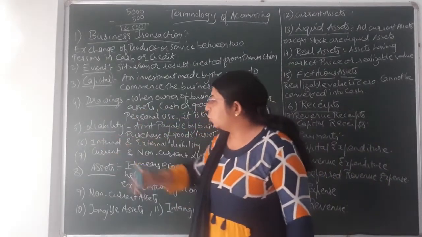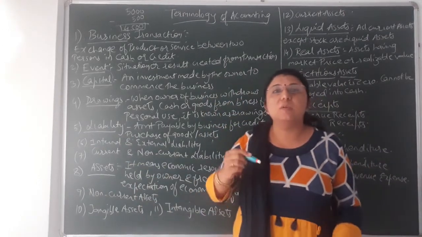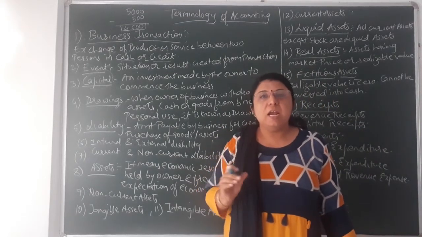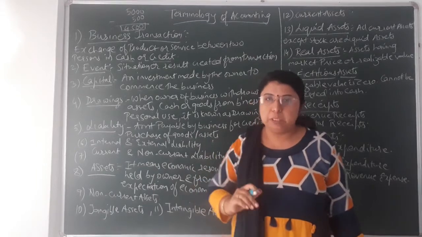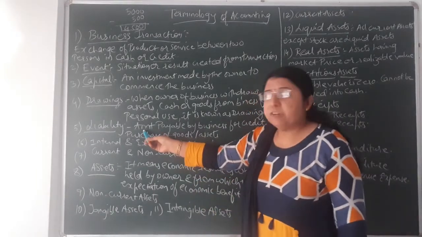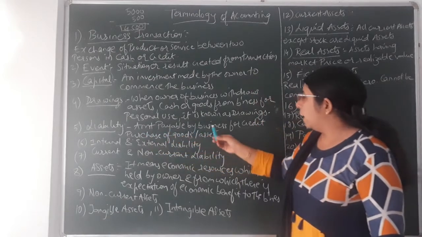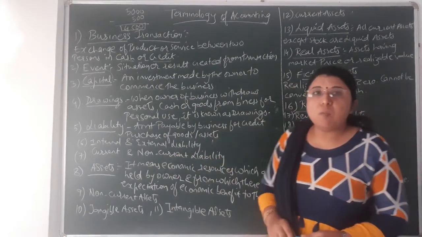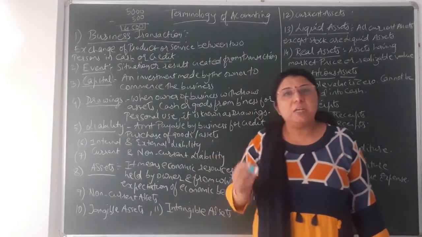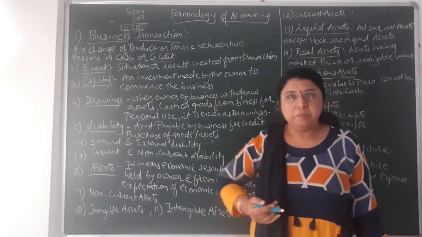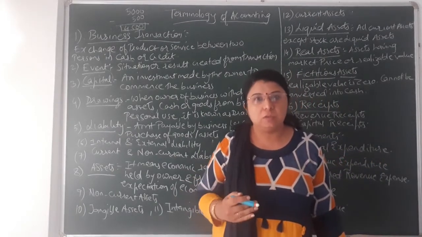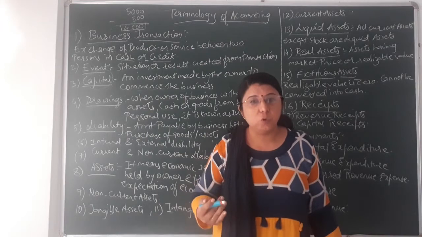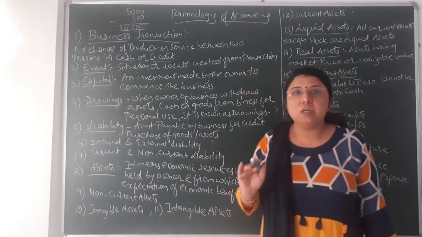Now the fifth terminology, that is liability. Liability means responsibility, the burden that has been created by the business, and that is to be paid at a future time period. Amount payable by business for credit purchase of goods or assets. It means, suppose we have purchased goods on credit, and we have to pay that amount after 3 months. So at present it becomes our liability to pay that amount for the credit purchase of goods after 3 months. So that is called the liability.